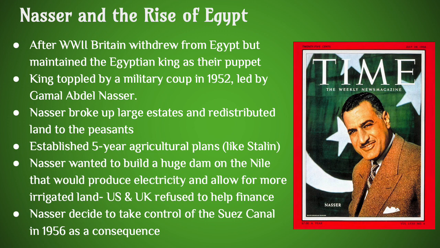He modeled an agricultural plan on Stalin's, which is not the guy you really want to be modeling your economic plans on. But he had a 5-year agricultural plan. And that 5-year agricultural plan was dependent upon building a massive dam on the Nile River. And it would do 2 things. One, it would produce a tremendous amount of electricity for the country.